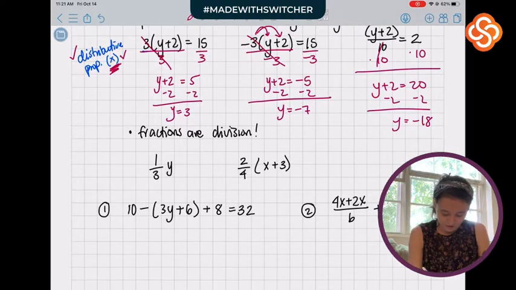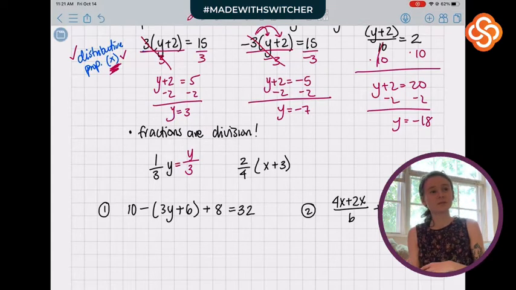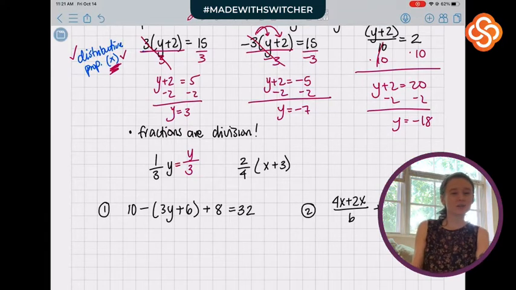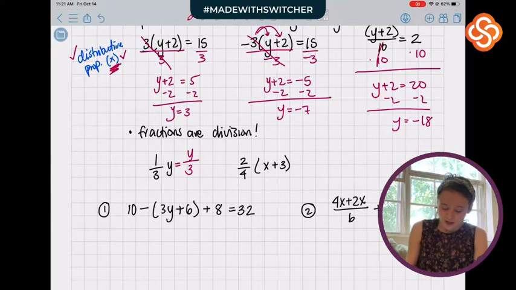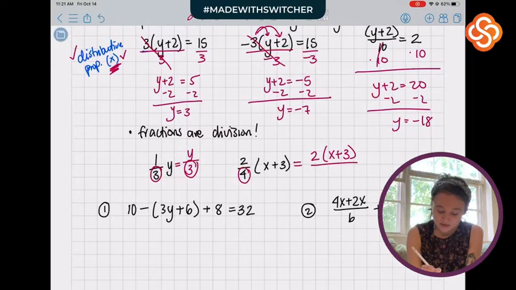Rewrite it as division. Y divided by 3. Now, if you're trying to get y by itself and you're dividing by 3, do the opposite, which is multiply by 3 to get y by itself. So easy peasy. Now you may see a fraction like 2/4 and you're like, that's a little more complicated than 1/3. Not really. Notice here how the bottom part is the part that we divide by. Same thing over here. The bottom is what we divide by. So this is actually 2 multiplied by x plus 3 divided by 4.